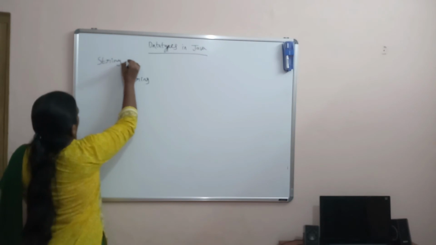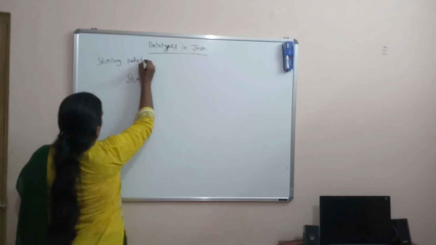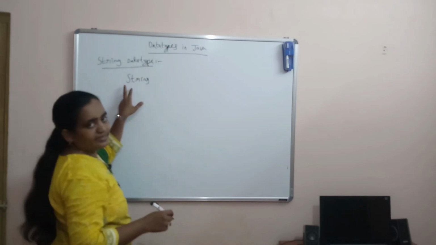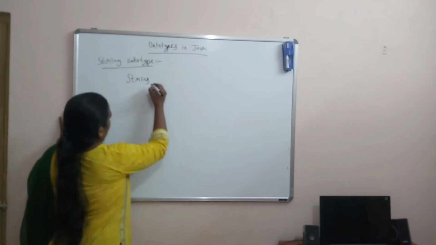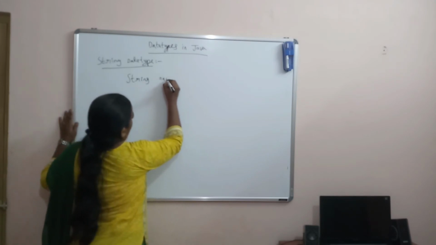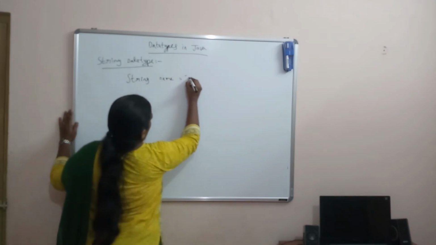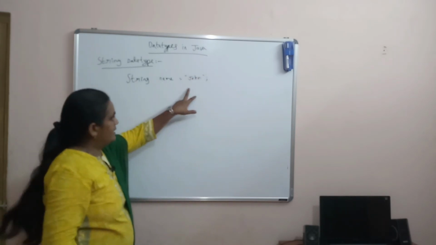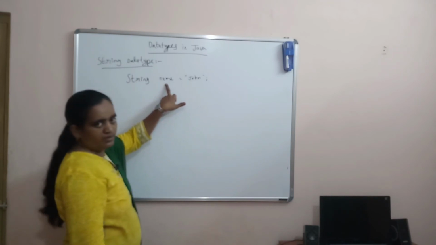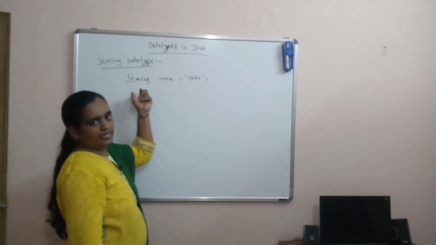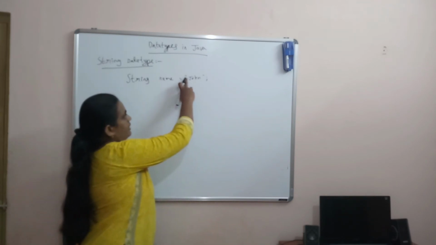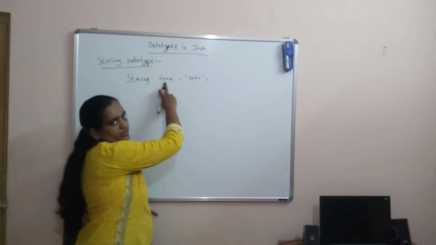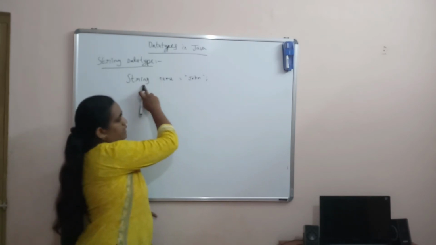String is a data type, and also a class. So that's why we write it with a capital letter. String name equal to, maybe, John. I assign this value to this variable, which is of string data type. Here we need to mention double quotation marks. First take the value into this name variable of string type.